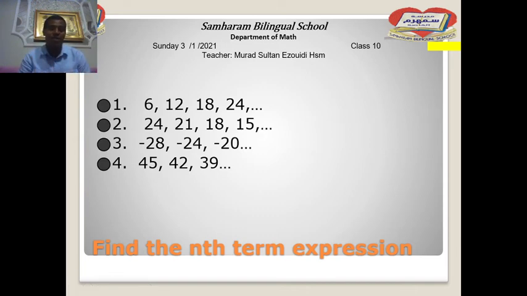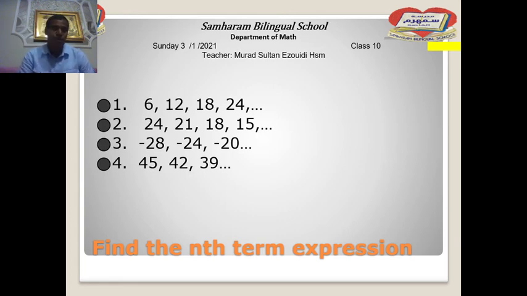If you would like to write the nth term of your arithmetic sequence, write the following: nth term equals a plus n minus 1 all multiplied by d. So a is 24, plus common difference negative 3 multiplied by n minus 1 gives negative 3n plus 27. Okay, my learners, this is the nth term of the second sequence.